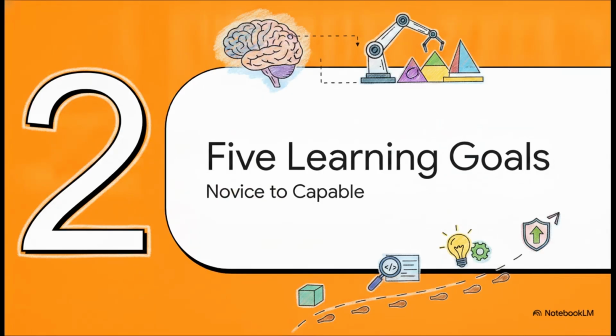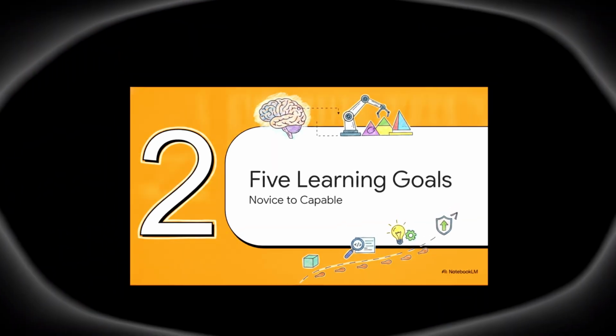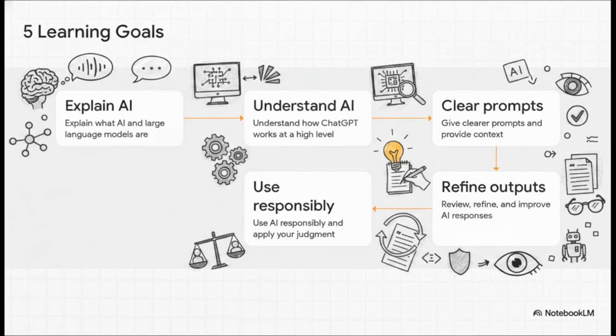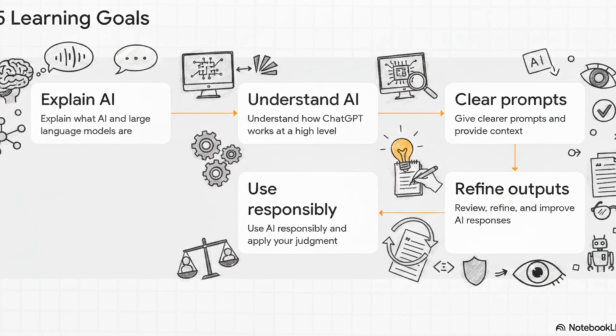Moving right along to section 2, your 5 learning goals, moving from novice to capable. This whole course is built on a really logical 5-step progression. Step 1 is all about explaining AI and large language models, but without all that confusing jargon. Then step 2 is understanding exactly how ChatGPT works at a high level.